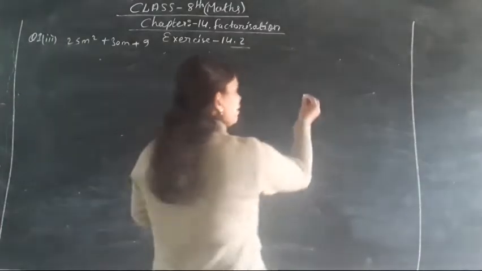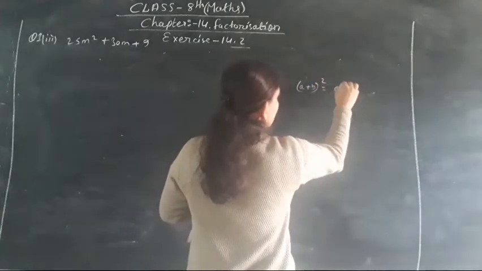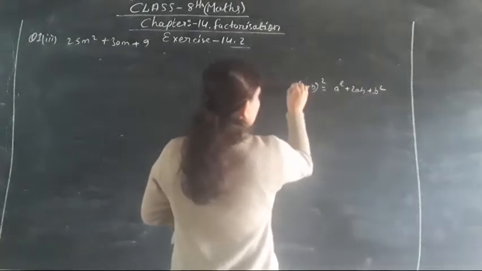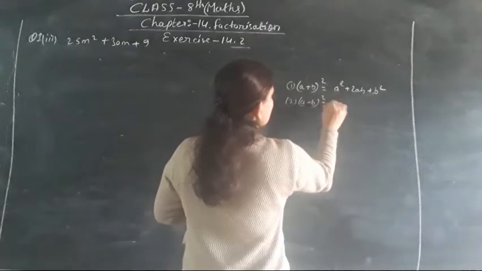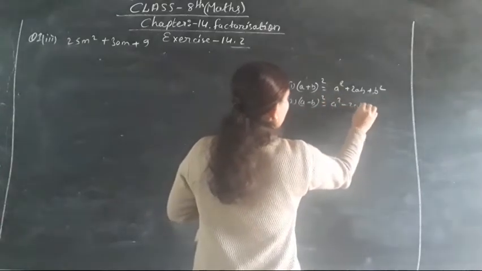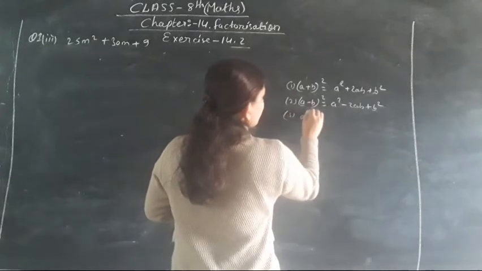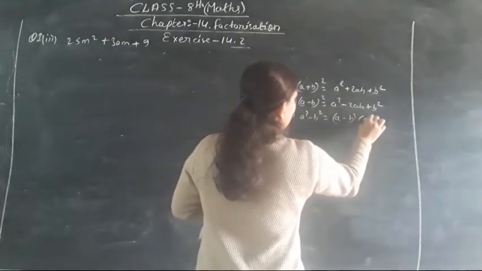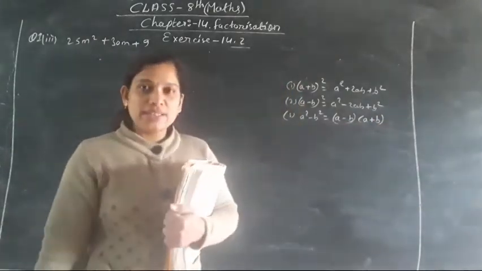The three main identities you people very well know: a plus b the whole square is equal to a square plus 2ab plus b square. This is the first identity. Second identity, a minus b the whole square is equal to a square minus 2ab plus b square. And the third identity, a square minus b square is equal to a minus b into a plus b. By using these identities also we can factorize the numbers.